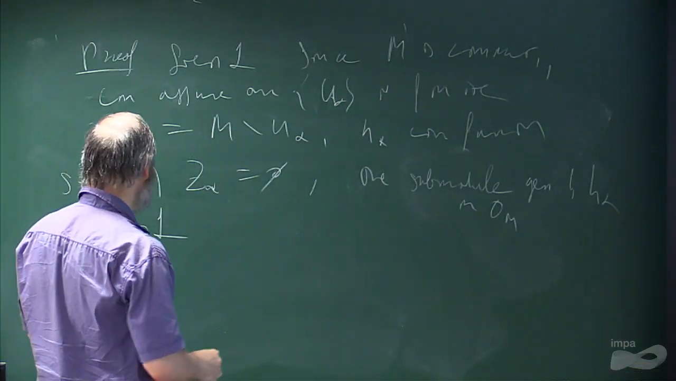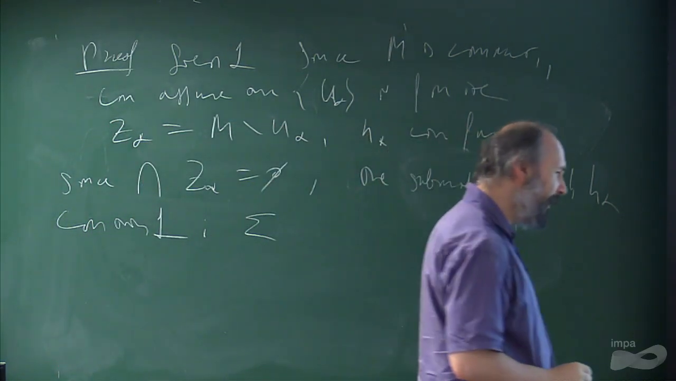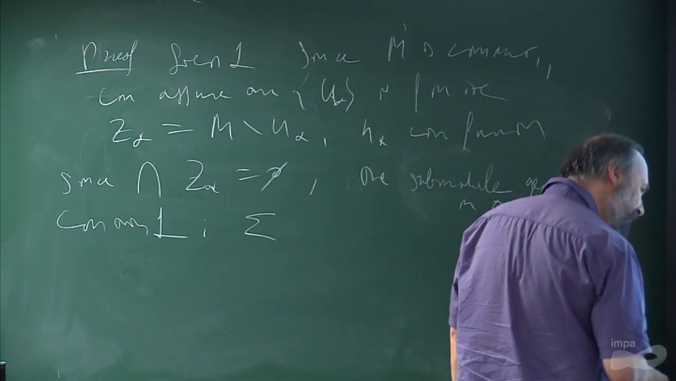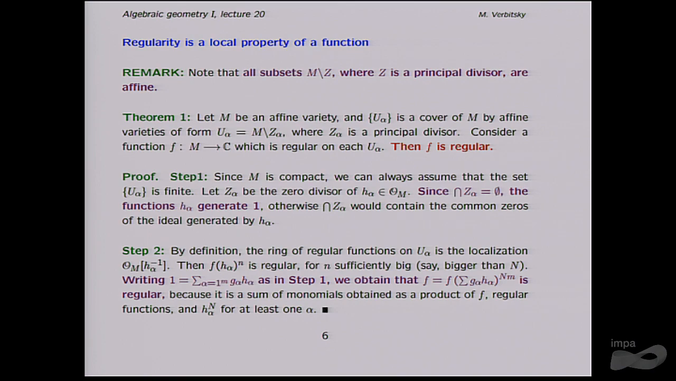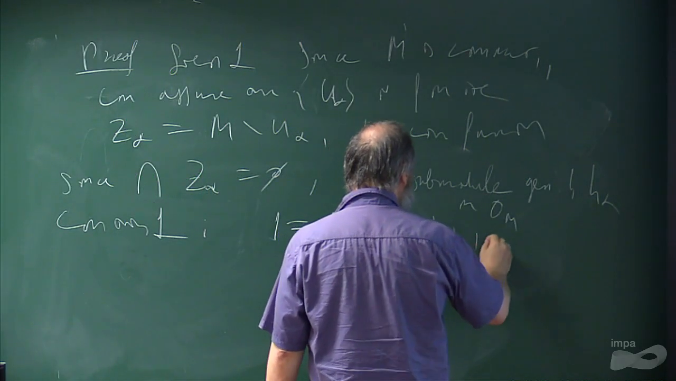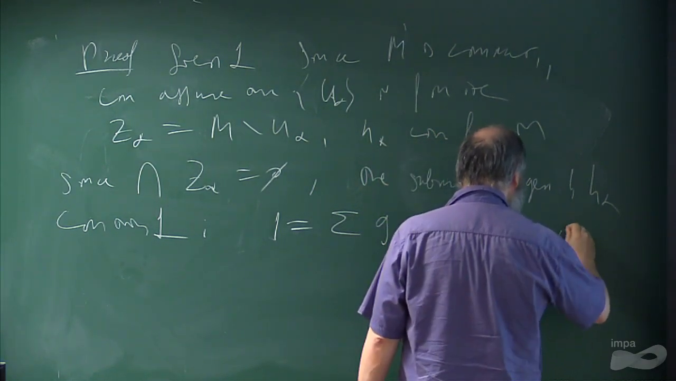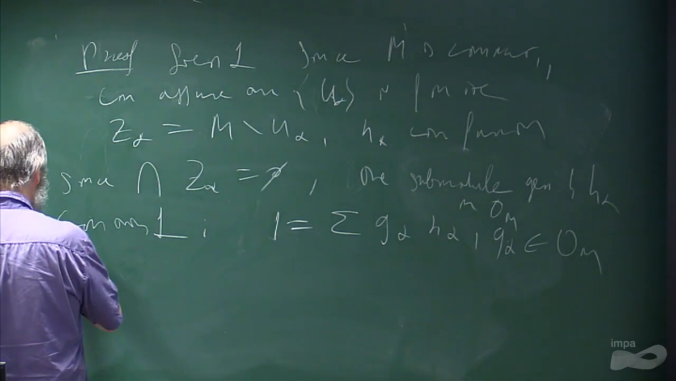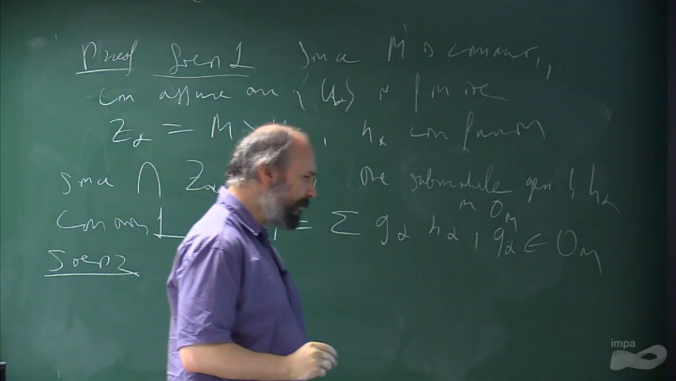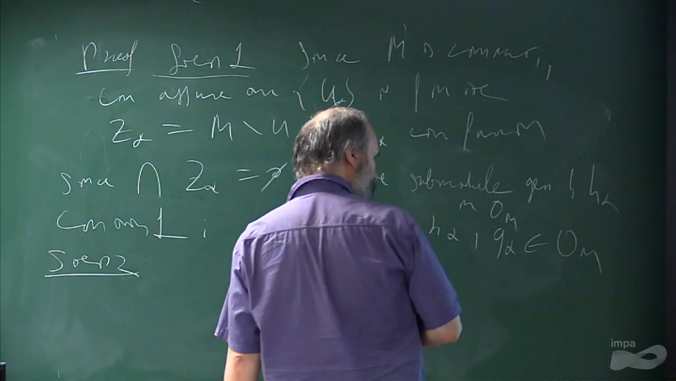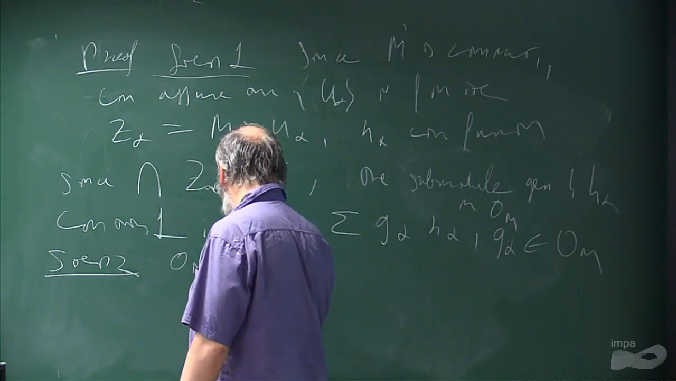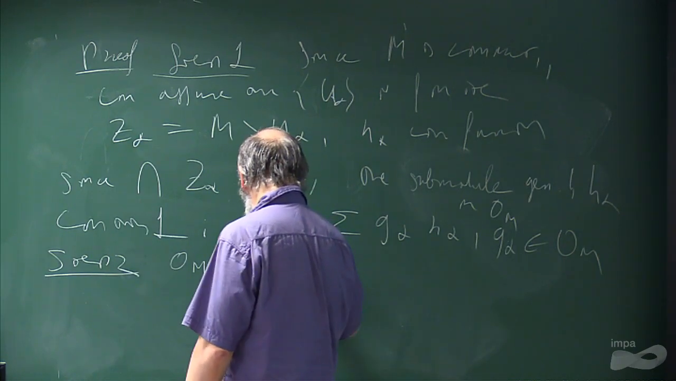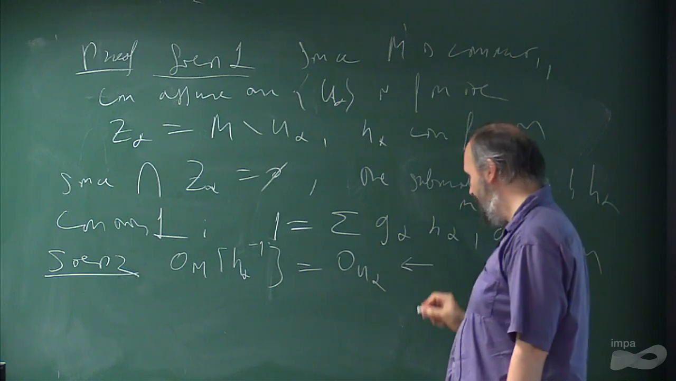Good. Contains 1. It should be here, M on the top. 1 is equal to the sum of G alpha H alpha, where G alpha are regular functions belonging to O(M). Step 2. Okay, so O(M) of H alpha minus 1 is by definition O(U alpha). It's a definition.